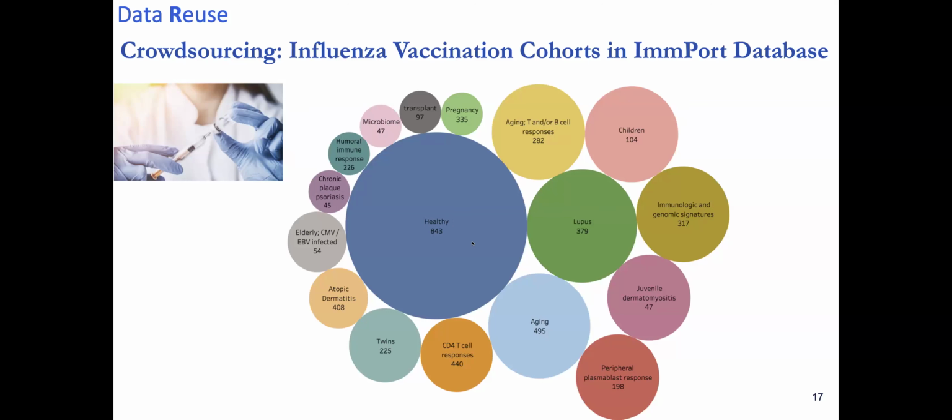There's a healthy cohort. This big bubble is the healthy cohort, vaccinated, 843 individuals. Then here is the lupus cohort. They are all vaccinated, but have lupus. Or probably an aging, vaccinated cohort, and then we are starting to study the effect of age on flu vaccine. Or if you are doing genetic studies, we have data on twins who are vaccinated, atopic dermatitis, and many others. So this is only possible when data is coming from different sources.